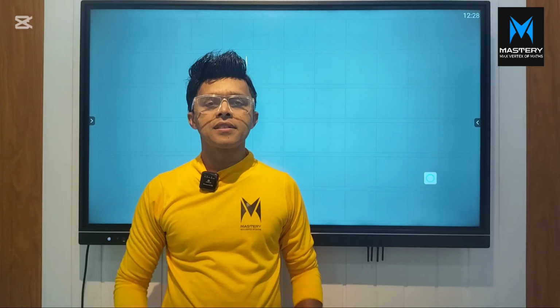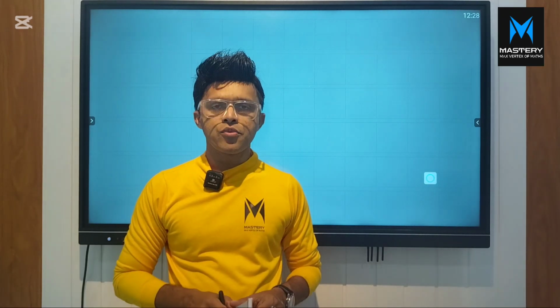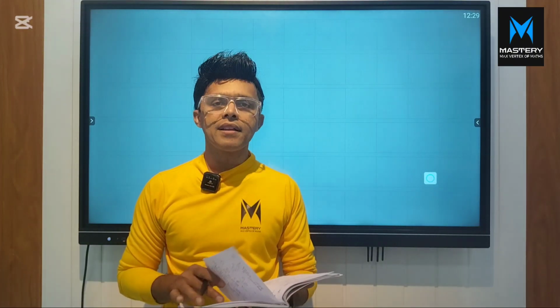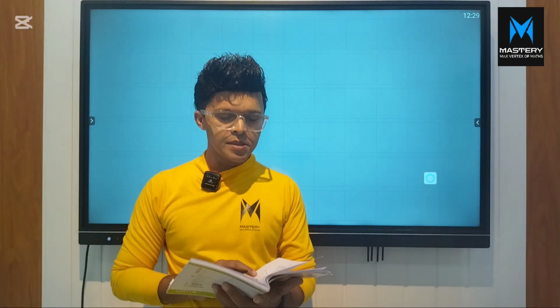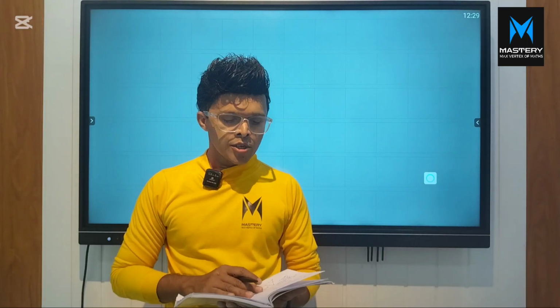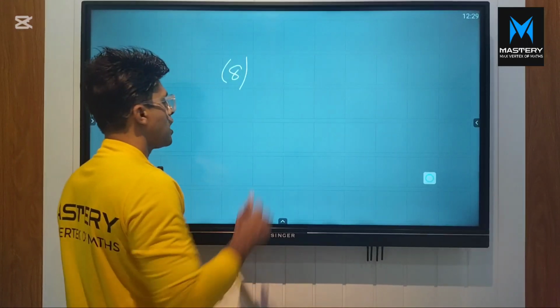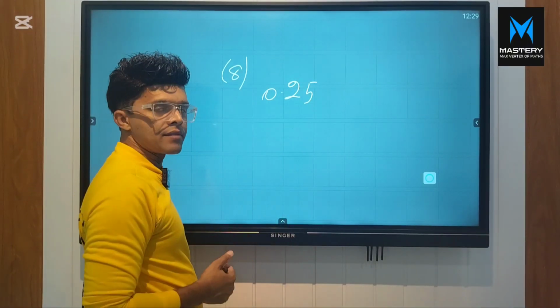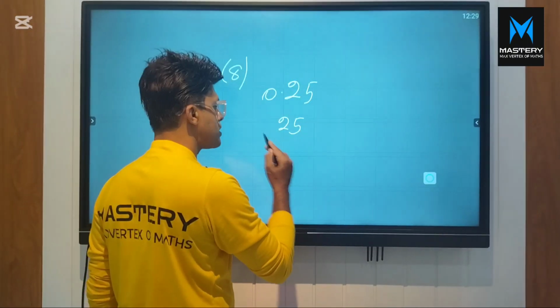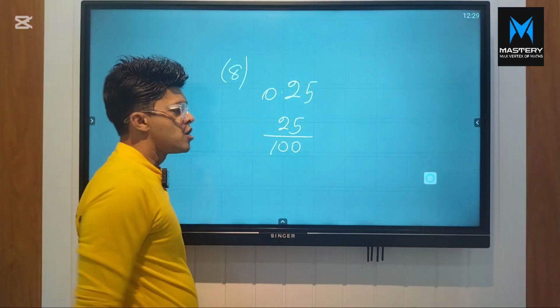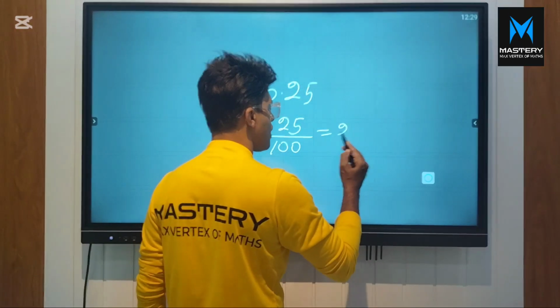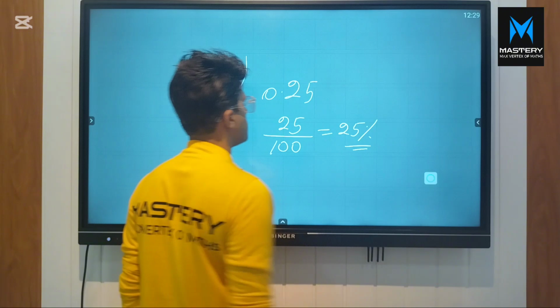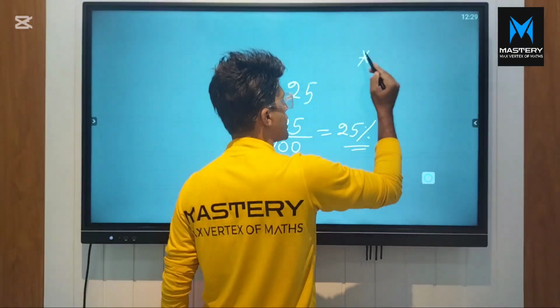Express 0.25 as a percentage, right? The percentage lesson is met in this way. In grade 7 students are taught the percentage lesson. So 0.25 we could write as a percentage. How do we write this? This can be written as out of 100, which is 25 over 100. So 25 over 100 equals 25%, right?